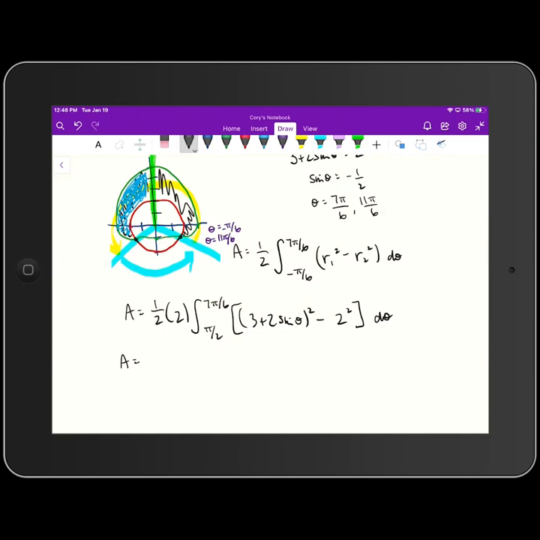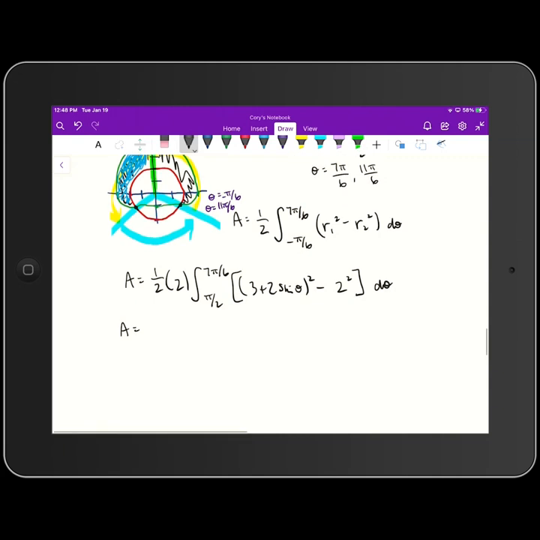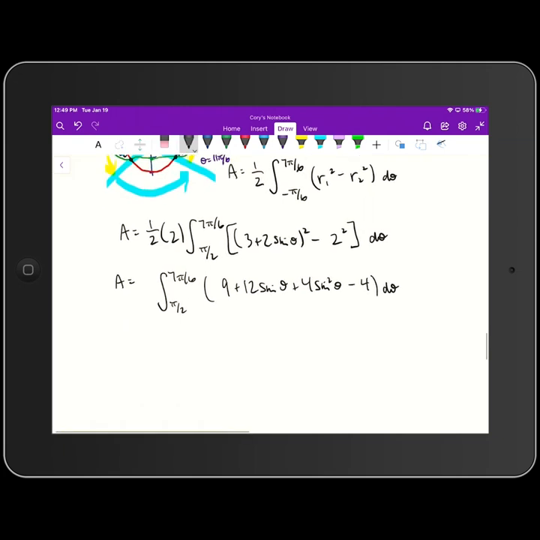So 1/2 times 2, that's going to be 1, so I'm just going to get rid of that. Then we have the integral from pi over 2 to 7 pi over 6. I'm going to expand out 3 plus 2 sine of theta squared. So that's going to be 9 plus 12 times the sine of theta plus 4 sine squared of theta, minus 2 squared, which is 4, which we're integrating with respect to theta.